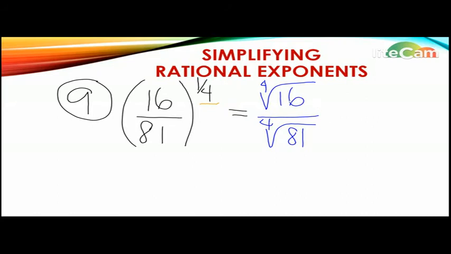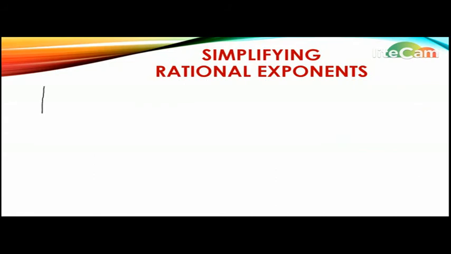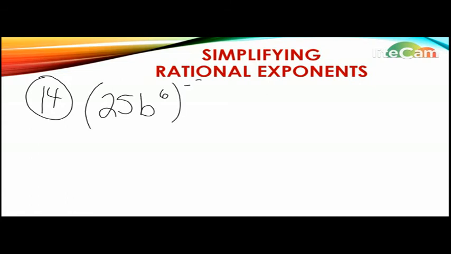All right, well then that actually makes it really easy, because look at this right here. The 4th root of 16 is 2. The 4th root of 81 is 3. So if I can just write out my answer, 2 over 3, well, that's it. Okay, one more problem. Okay, we're going to do 14. 14 will actually let you do all the rest of the problems.